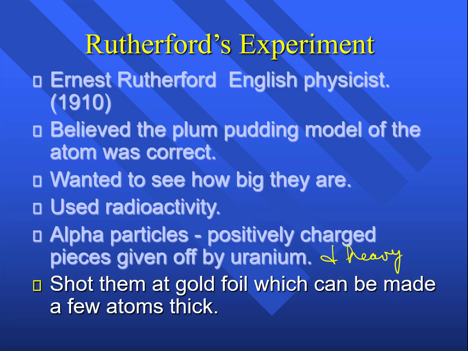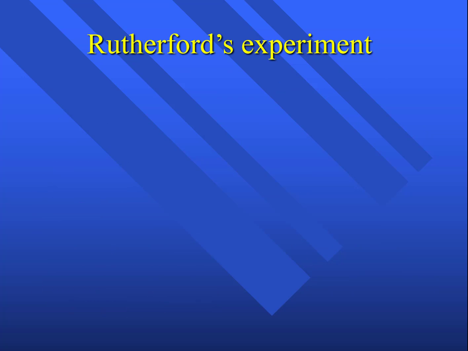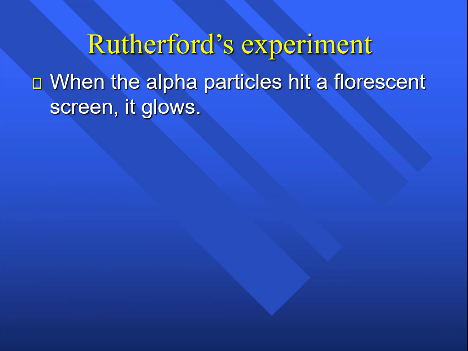Because you don't want to put very much gold on if you can avoid it because gold's expensive. So gold leaf is incredibly thin, because all you want is to be able to see the outside of it. Doesn't matter how thick it is. But for him, he was looking at thinness, so he can get as few atoms as possible. So he needed a way to detect it.